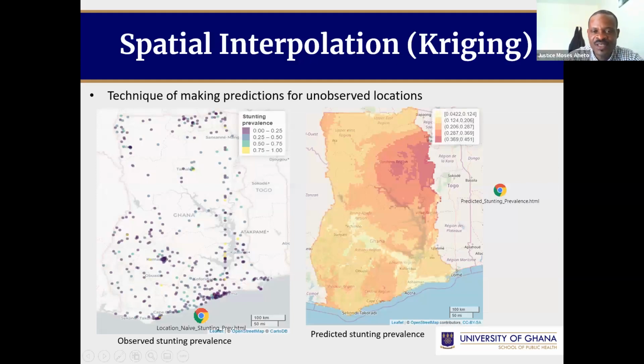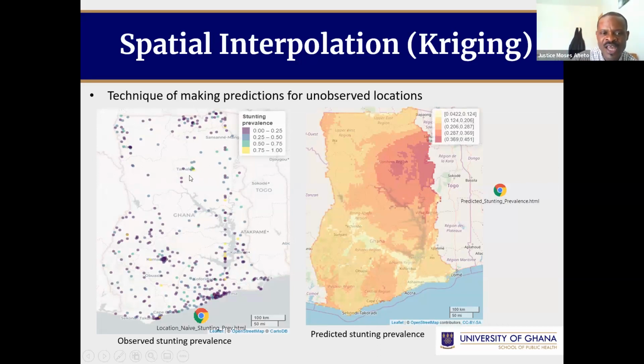Okay, so the interpolation. I explained earlier that given these samples taken from these locations only, you can develop a modeling framework to make predictions covering the entire Ghana, which is this one. This is work that I have already done, which is published in Malaria Journal. Another part of this was also published in the Lancet Journal. You can go and have a look at it if you're interested.